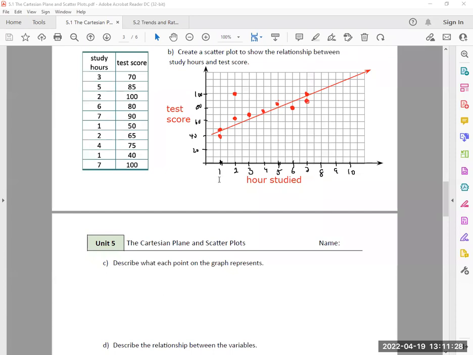So let's talk about this. I hope your graph looks somewhat similar to this. If not, or I'm going too fast, make sure you do it and check it through the video. Describe what each point on the graph represents. This is not math, it's just communication. What does each point represent? Who is they? How many students? What does each dot represent?